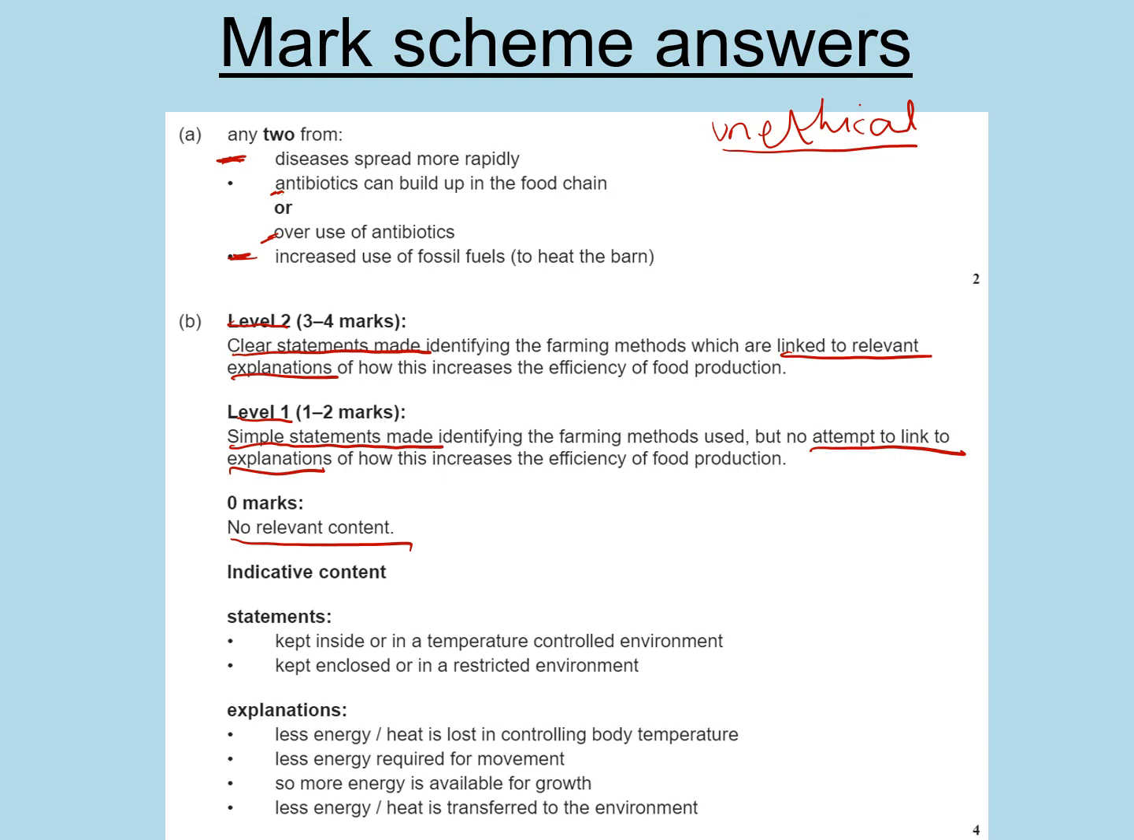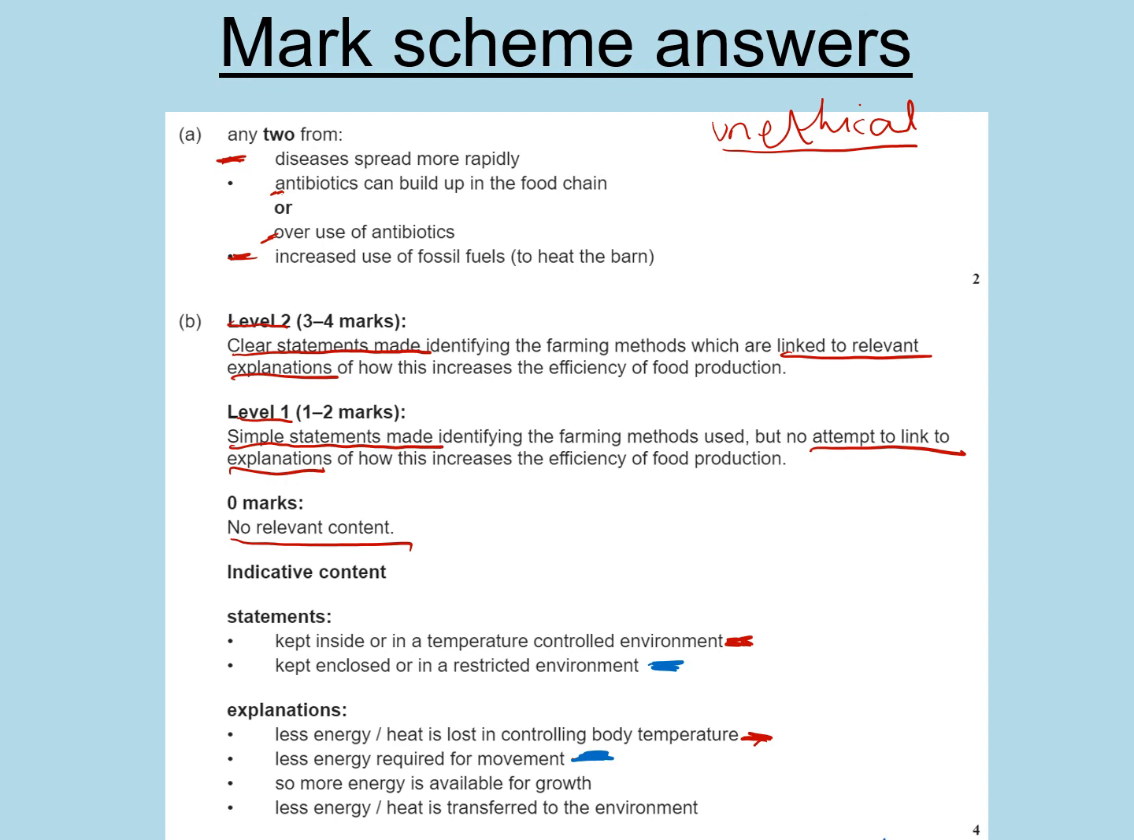Then they'll look at the indicative content. So some of the statements you might have made are kept inside or kept in a temperature controlled environment. And then the explanation for that, how they actually increase the efficiency of food production, would be linking that statement to this statement. Less energy or heat is lost in controlling the body temperature, or less energy is required for movement. Also, this statement, kept enclosed or in a restricted environment, means less energy required for movement. So those are the links you'd have had to make.